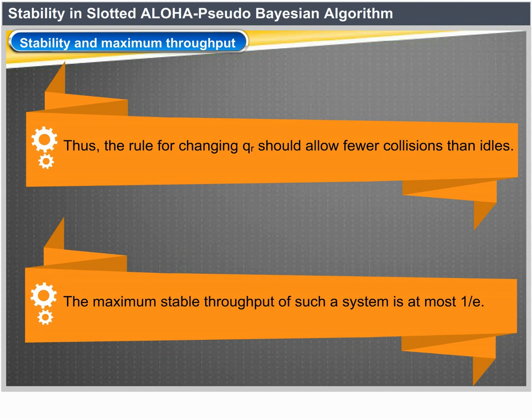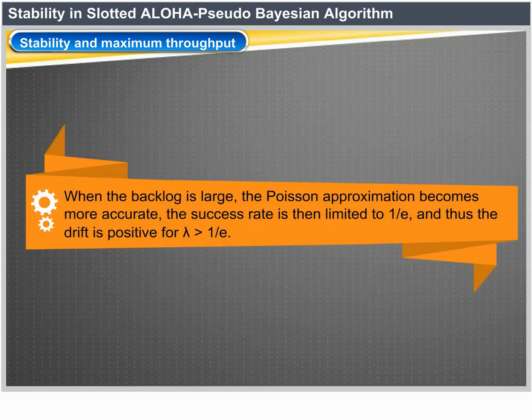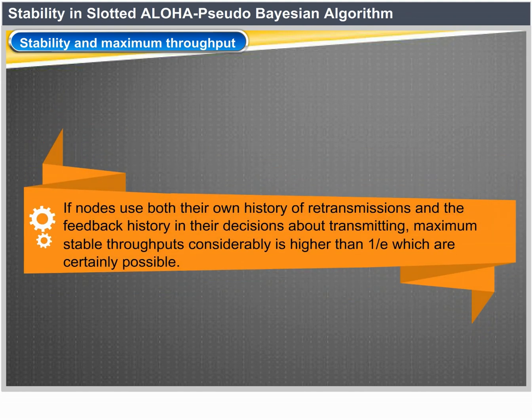When the backlog is large, the Poisson approximation becomes more accurate. The success rate is then limited to 1/e, and thus the drift is positive for lambda greater than 1/e. If nodes use both their own history of retransmissions and the feedback history in their decisions about transmitting, maximum stable throughputs considerably higher than 1/e are possible.